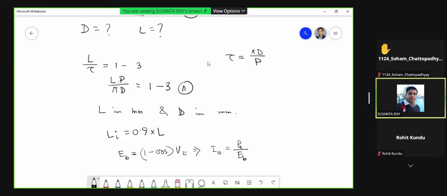Okay, so the limitation is the slot pitch. Now, what do you mean by slot pitch? Slot pitch is the distance between two consecutive slots. Suppose you have S number of slots in the rotor or the armature in a DC machine. Then what will be the distance between two consecutive slots?